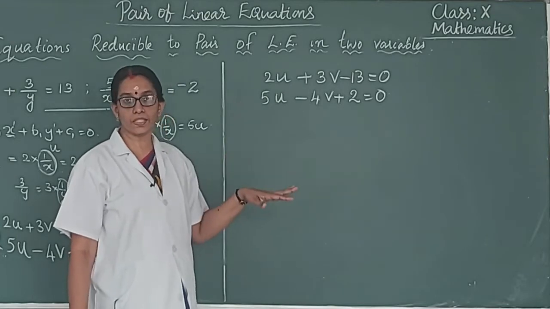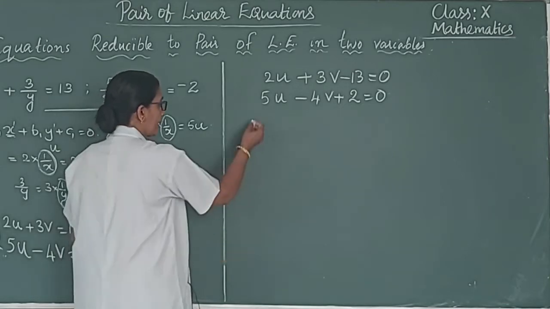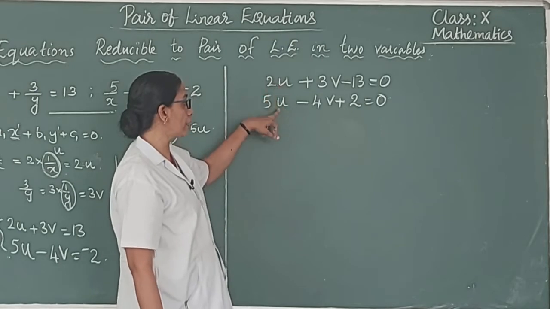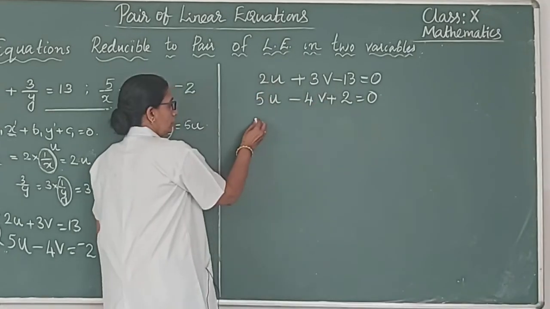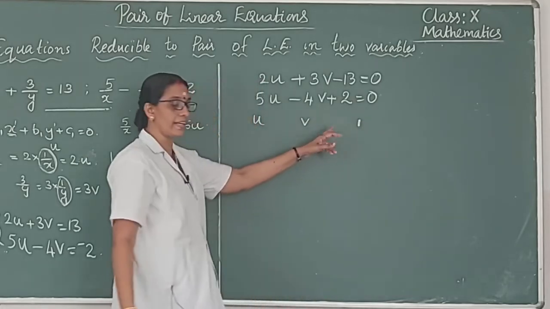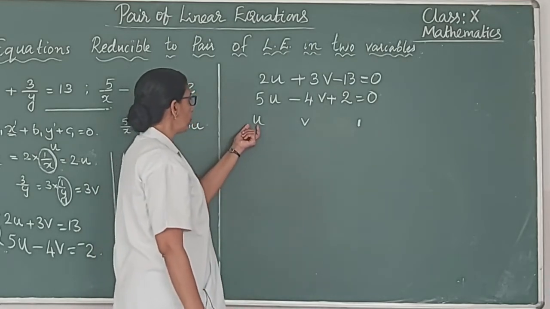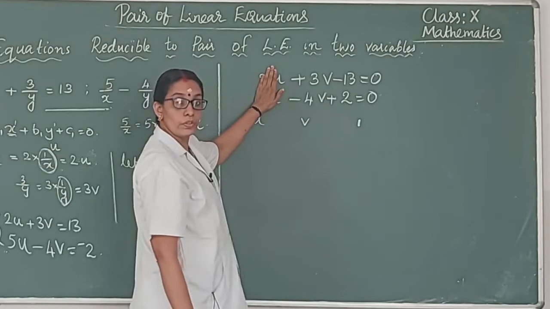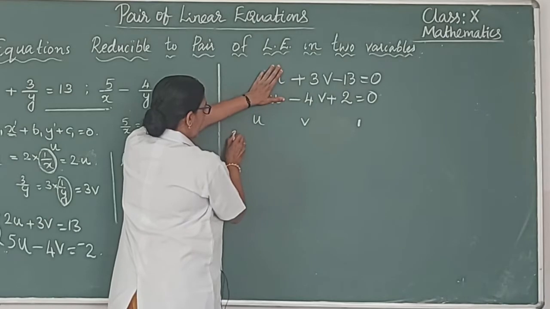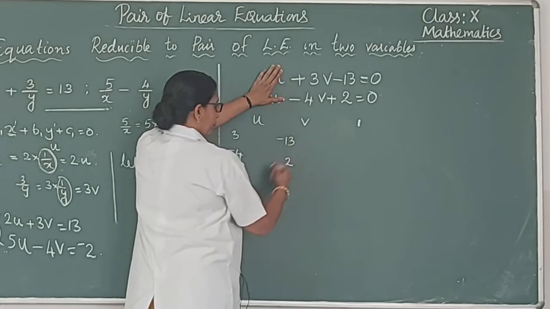We have to arrange the coefficients for the cross multiplication method. What is that arrangement? We have to take the variables. Here the variables are u and v, not x and y. So here u, then v, then for the constant we are writing 1. Now how will you arrange the coefficients? For u, we have to avoid the u coefficients and take the remaining. What are the remaining? 3, minus 4, then minus 13, 2.